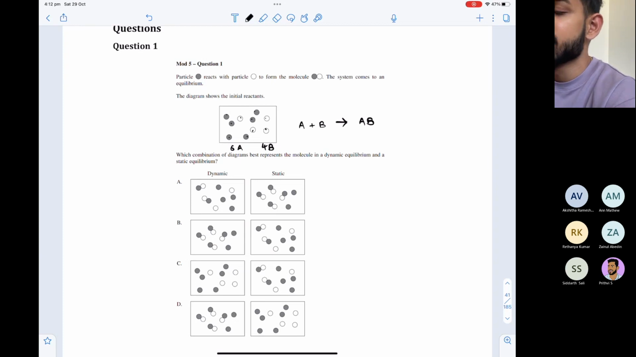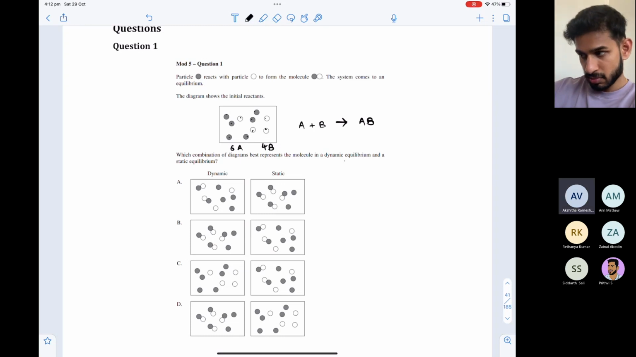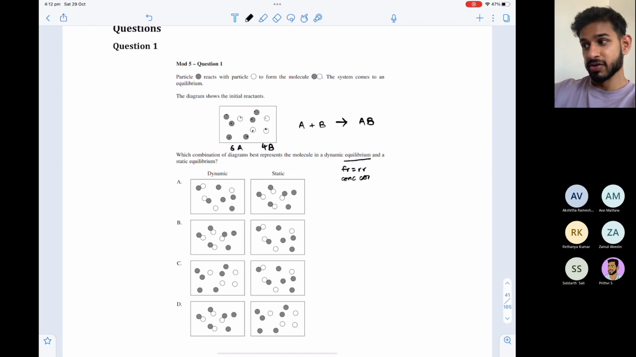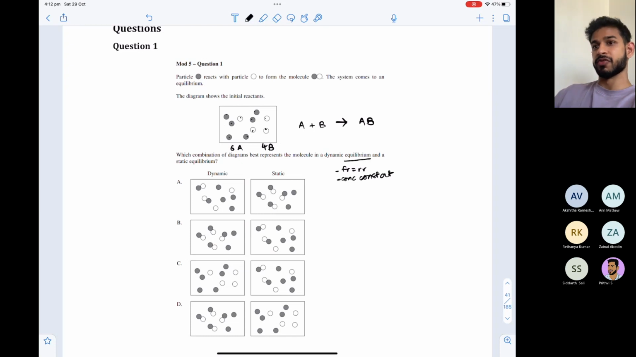Let's just quickly define those two words together. When there is equilibrium, what is the definition, Akshita? Equilibrium is when the forward and backward reactions are occurring at the same rate, and when the concentration of all the reagents is stable. Very good. Very good. Last lesson as well. Forward equals reverse reaction. Concentrations are constant.